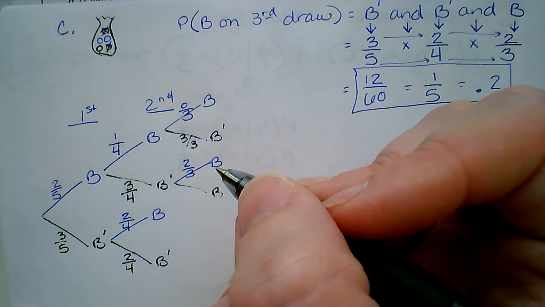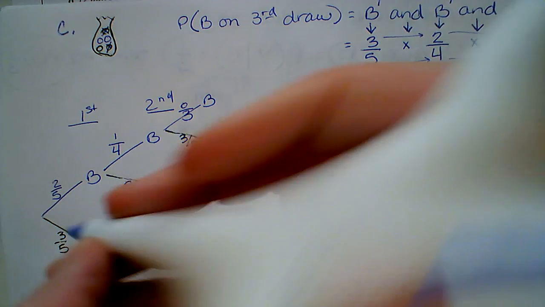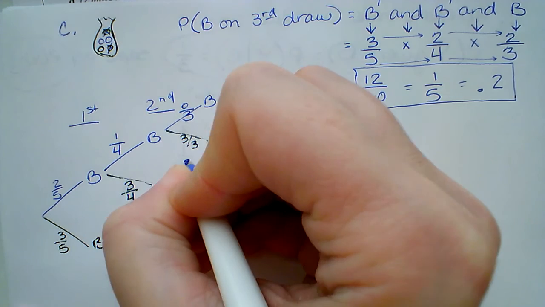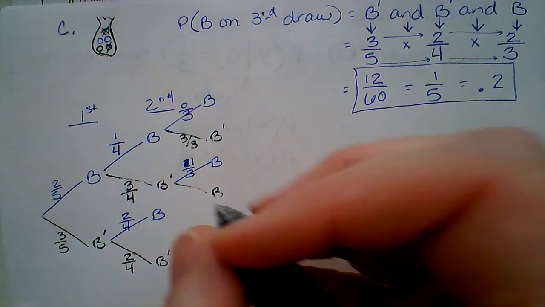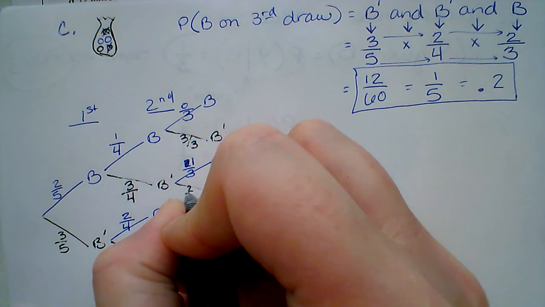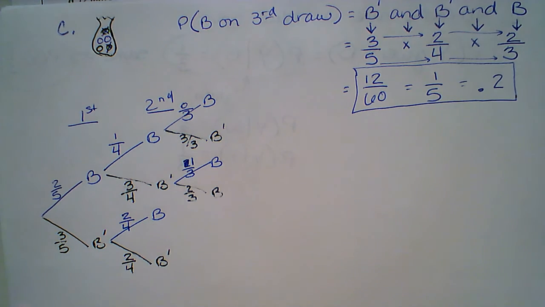Can I do that right? No, just kidding, because we drew a blue here. Sorry, this is going to be 1 blue. 1 blue out of 3. And this is going to be 2 not blues out of 3.